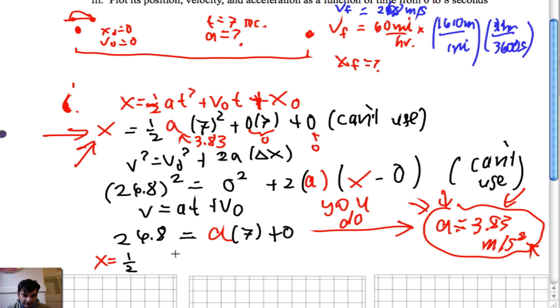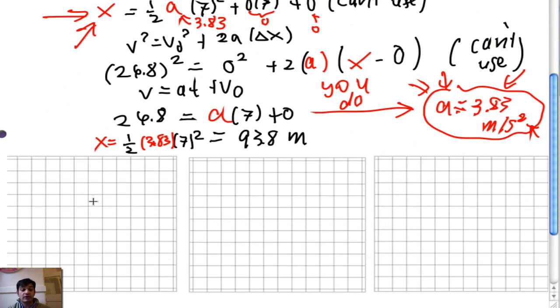So when we plug A into this formula, x equals 1/2 times t squared times this 3.83 that we just got, we're going to end up getting 93.8 meters. That's going to be the answer to that question. So you're expected to be able to work it out that quickly. Okay. Actually, that was a little slow.